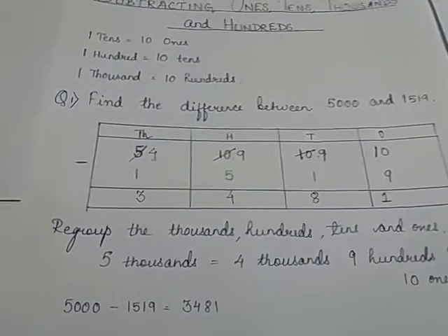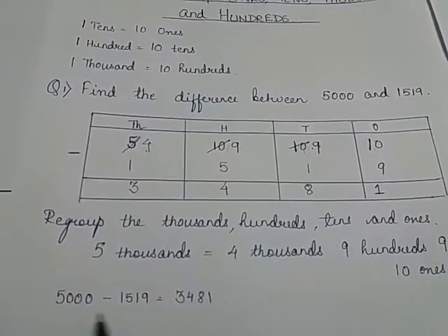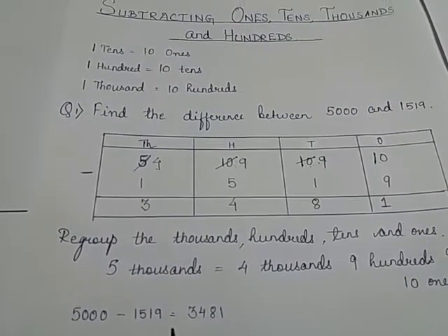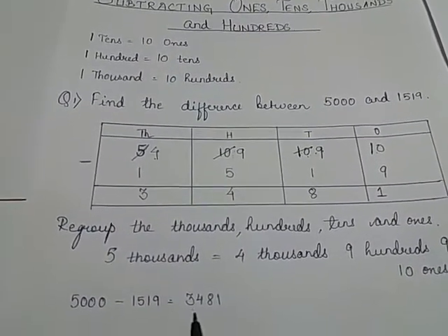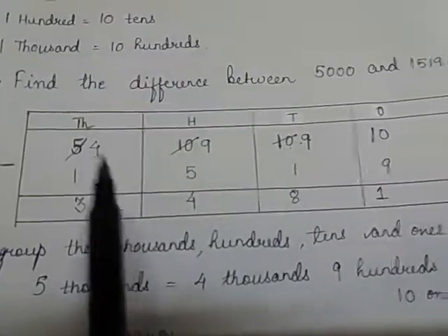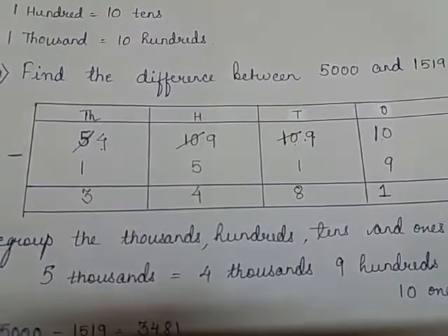And after solving this, I will write the answer like this. That is, subtracting 1519 from 5000 will give me 3481. Students, I am going to repeat this step once again for you.